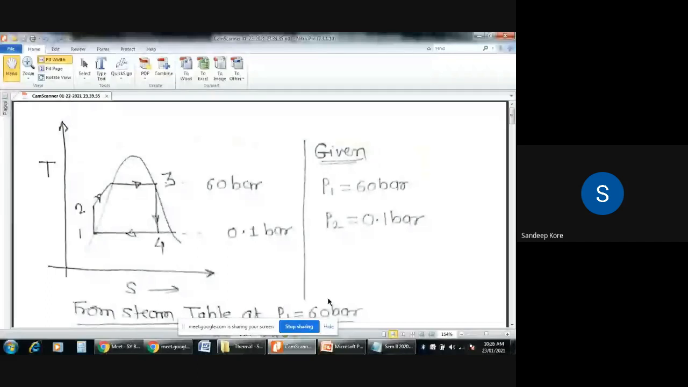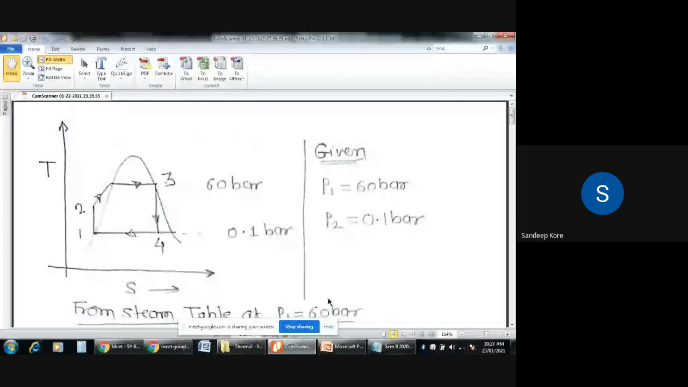Okay, so what is given: in a Rankine cycle or steam power plant, the steam is supplied to a turbine at a dry and saturated condition. The boiler pressure is 60 bar, condenser pressure is 0.1 bar. Find out the Rankine cycle efficiency. The Rankine cycle efficiency is equal to the net work divided by the heat supplied.